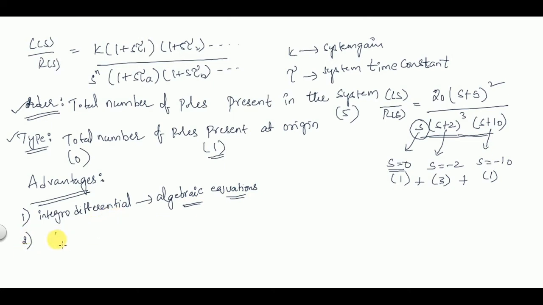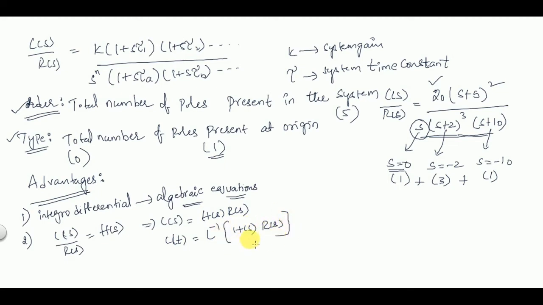And second, we know that C of s by R of s is equal to some expression in terms of s. I'm taking that as H of s. So we can write C of s is equal to H of s into R of s. Then C of t is equal to the inverse Laplace transform of H of s into R of s. This we can find by using the partial fractions method.